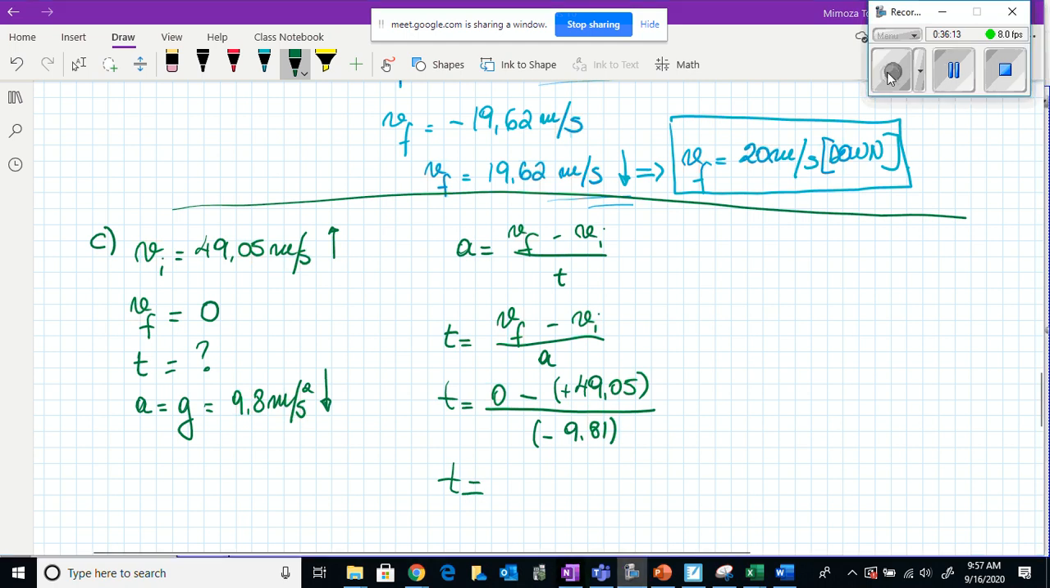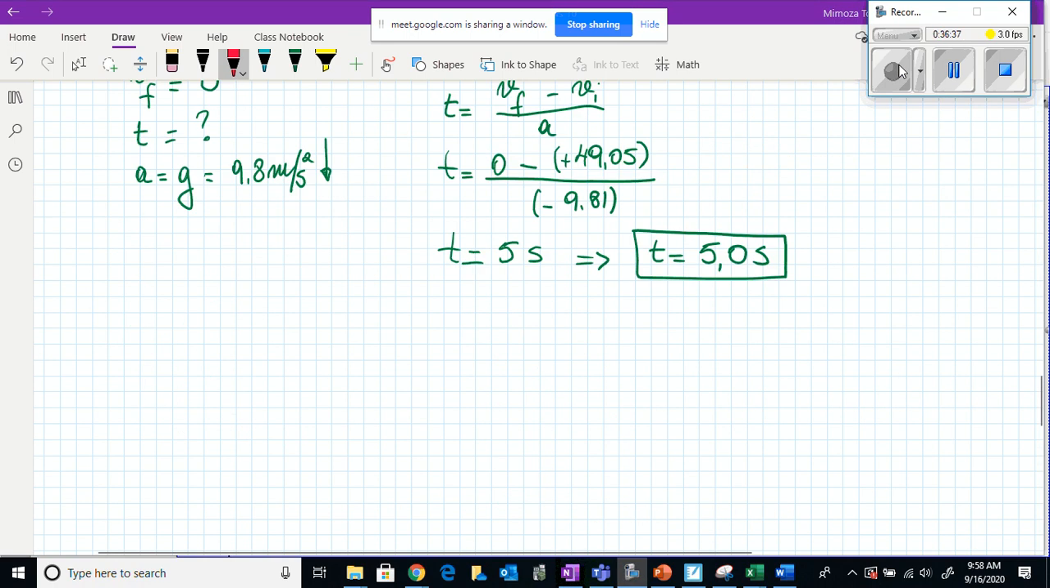So time, your calculator is telling you, is 5 seconds. But we have to record it with the lowest sig digs that the problem is giving us, which means that the final answer will be 5.0 seconds. Sorry. Questions?